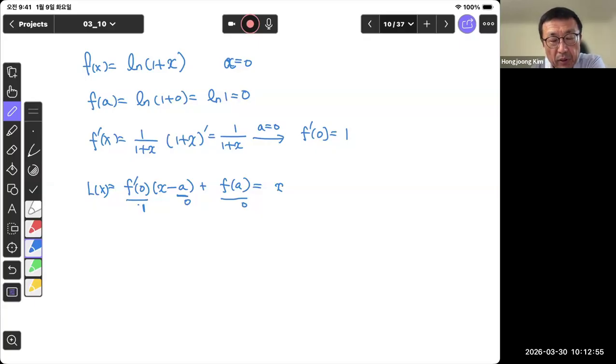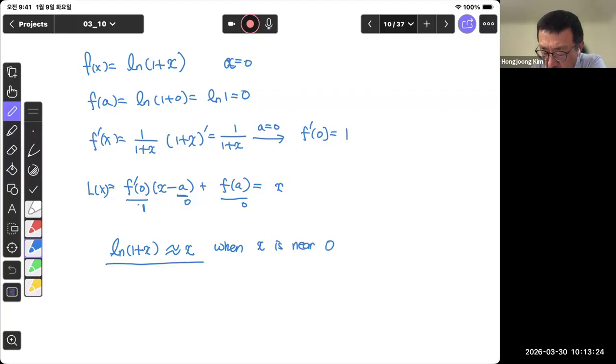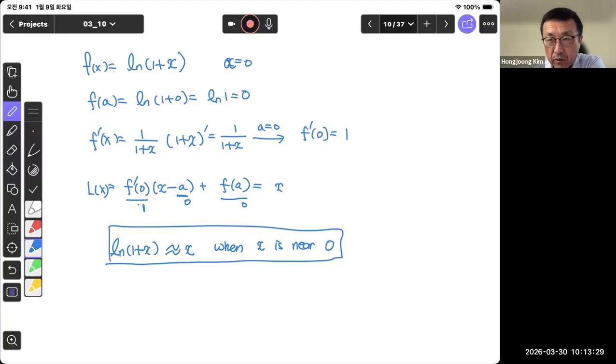So in many applications, for example in economics, this ln(1 plus x) may be approximated by x when x is near 0. Okay, so this is a very common example of a linearization.